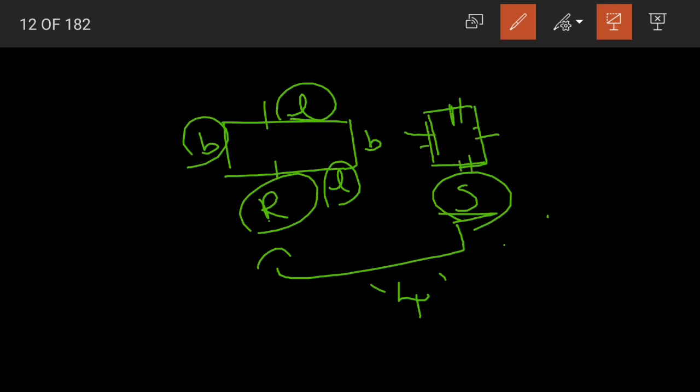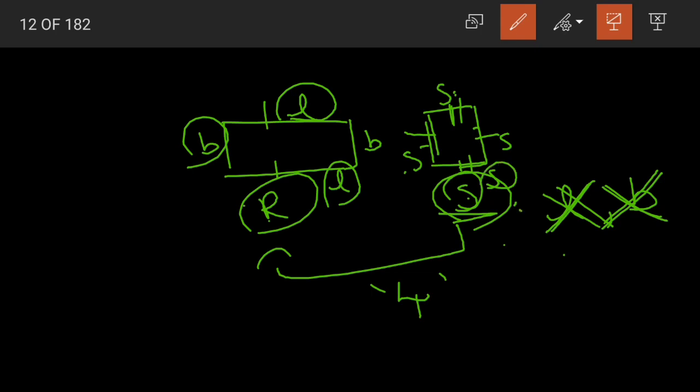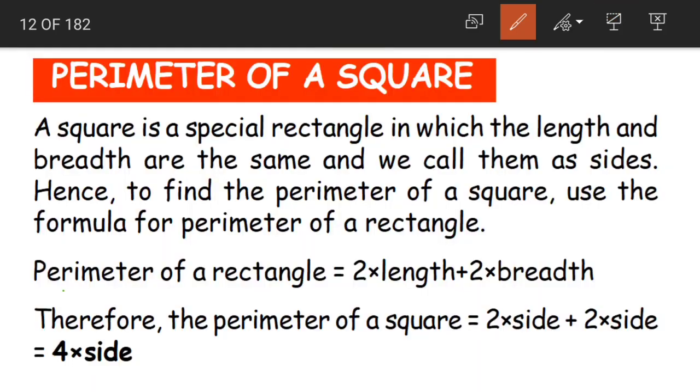Isn't this so, children? In a square, all the 4 sides are equal. There is no separate length and there is no separate breadth. We call each side just simply a side. But whereas in a rectangle we differentiate. We call it either a length or a breadth. Clear, children? Now we can use the same formula for perimeter of a rectangle to find out the formula for perimeter of a square.